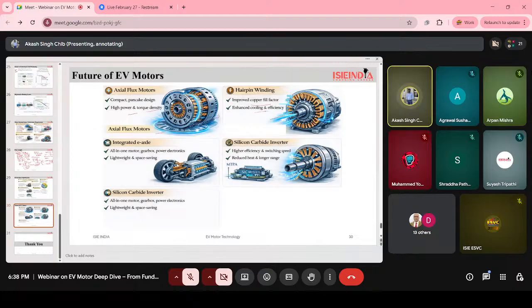It improves the copper fill factor, and enhances cooling and efficiency. Then there is the integrated e-axle, basically an all-in-one motor, gearbox, and power electronics, lightweight and space saving. And as I told you, there is a SiC inverter, SiC MOSFET, silicon carbide inverter here in this axial motor. This is the future of our EV motors, our axial flux motors.